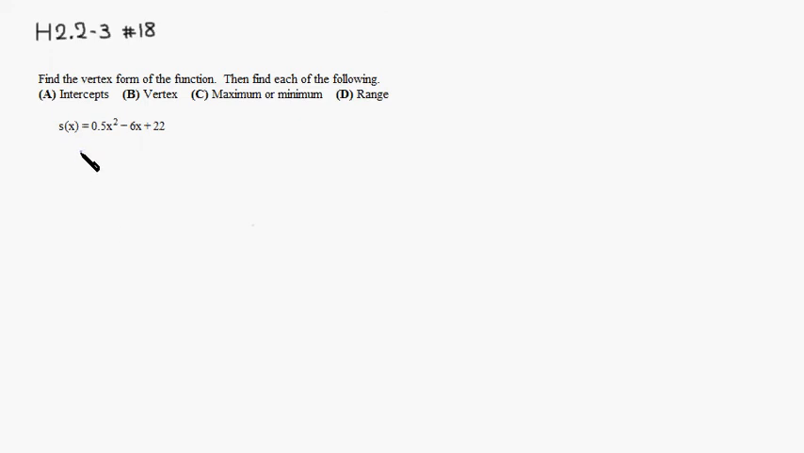First thing you do is factor out 0.5 from the first two terms. So 0.5x squared, factoring out 0.5, you get x squared. If you factor out 0.5 from negative 6x, you will get negative 12x. Then we'll give a little bit of room and plus 22 right at the end.